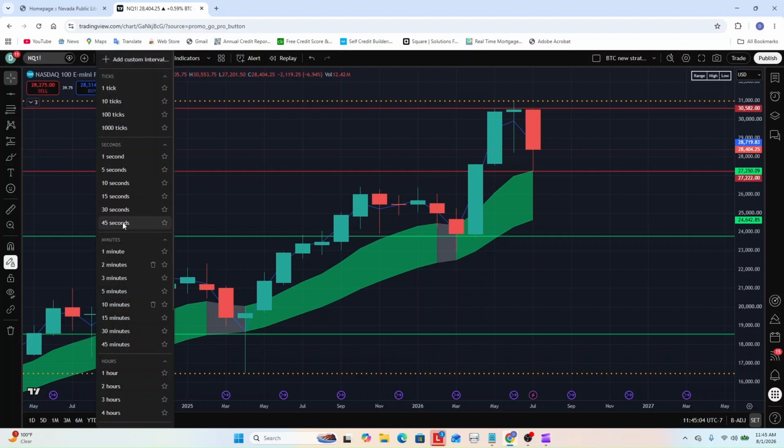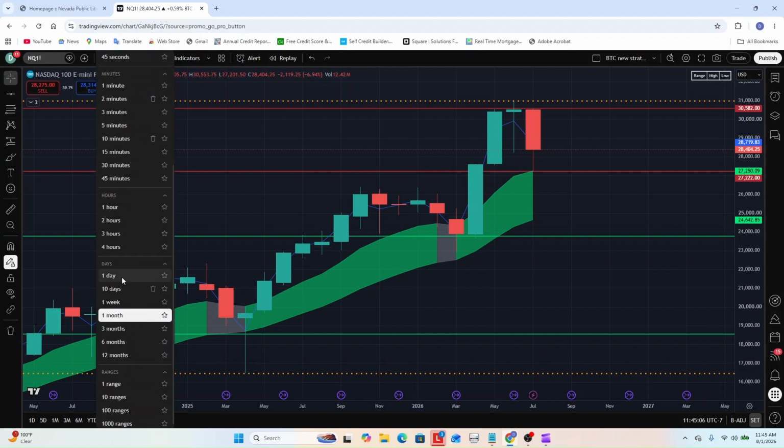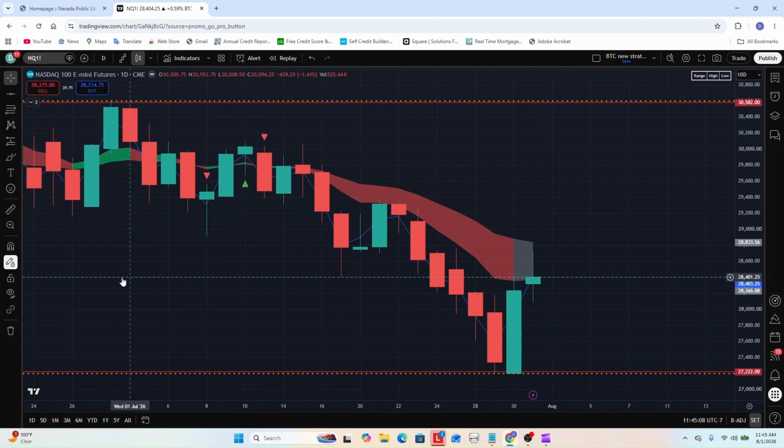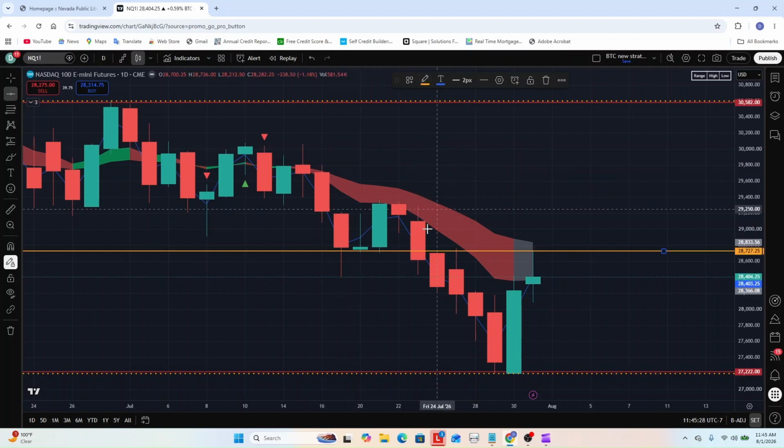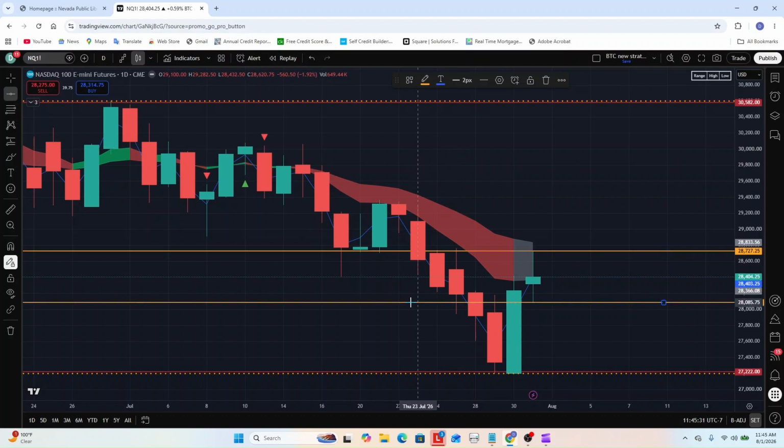Next, I'm gonna drop down to the daily, all right? And for the daily, again, I'm gonna mark out my high and low for the daily candle. And I'm gonna change the color as well. All right, so now I have my daily.